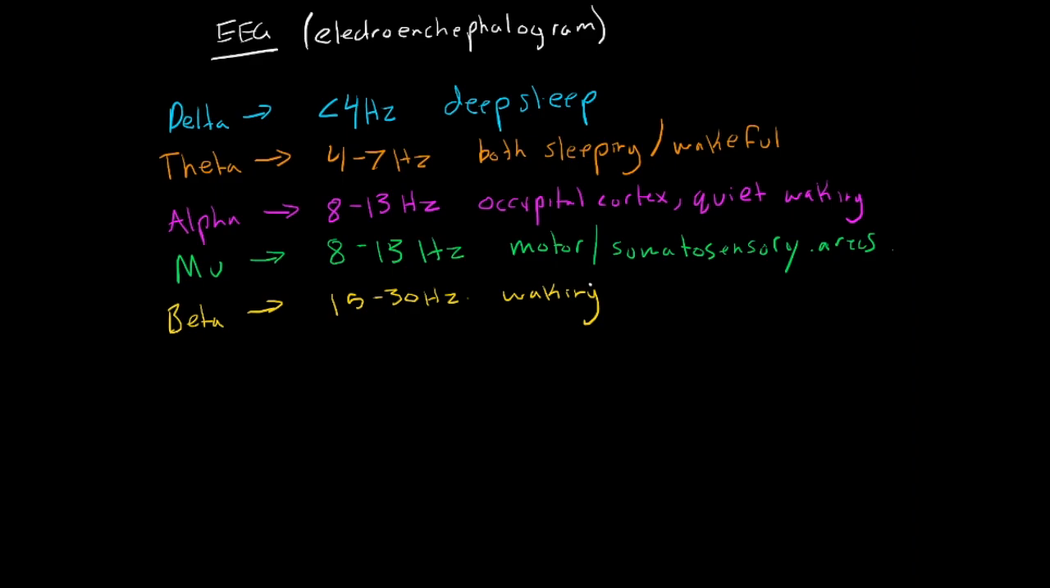We have, let me do this in red, gamma rhythms, which are relatively fast, and they range from 30 to 90 hertz. And they're associated with activated or attentive cortex. So we'll put attentive. That is when we are most awake.